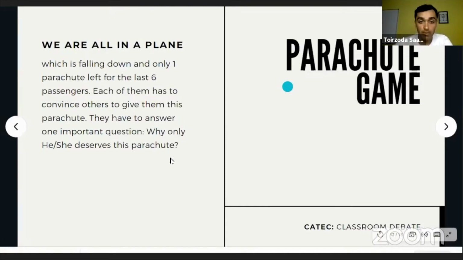While the volunteers are getting ready, you can use this game, this activity, for your students. You can invite up to six of your students, write the roles to them, and explain that we are all in a plane, and the plane has only one parachute left, and there are a lot of people here, and you have to give that one parachute to the one who is very important. The students should feel the atmosphere that it's very important to win that parachute. If they don't, they will die.